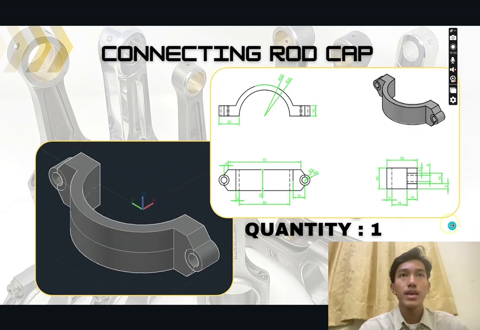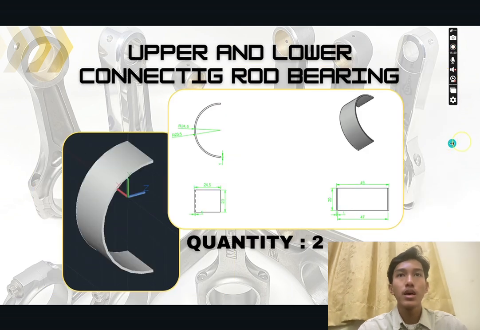So this is the connecting rod cap, quantity 1. This is the view in shades of grey. This is the drawing with dimensions. This is the upper and lower connecting rod bearing. The quantity is 2 and their measurements are the same. This is a 3D view.